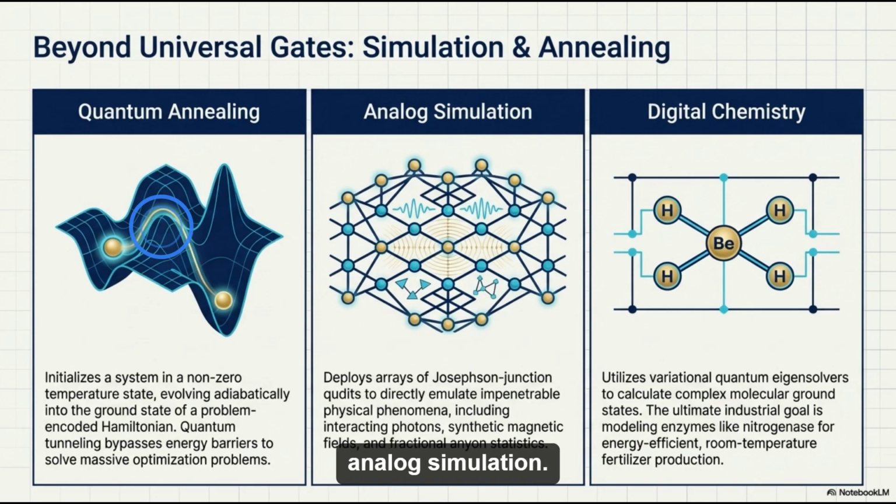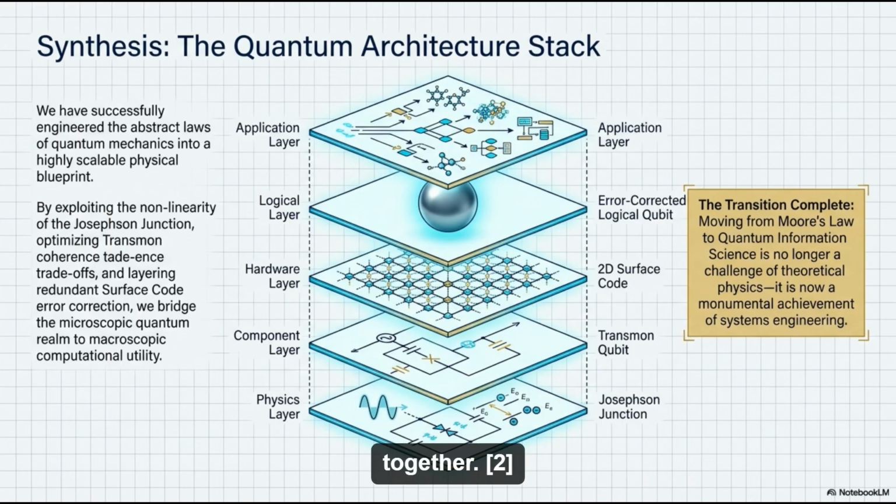Then there's analog simulation. You use Josephson arrays to directly emulate physics we can't reach otherwise. Synthetic magnetic fields, fractional anyons, interacting photons. And digital chemistry. Variational quantum eigensolvers. You compute molecular ground states, and long-term, maybe simulate enzymes like nitrogenase. Which would mean room temperature fertilizer production. Completely different food economics for the whole world. That's the prize.